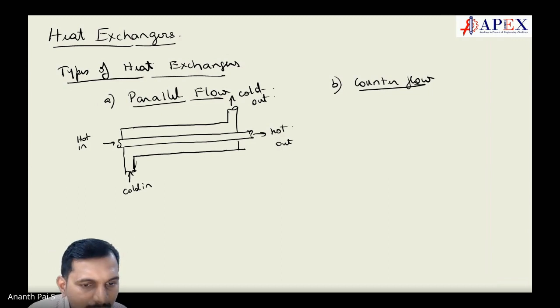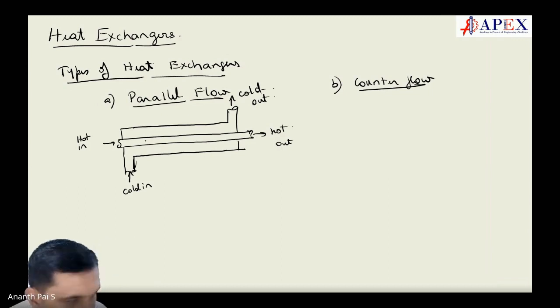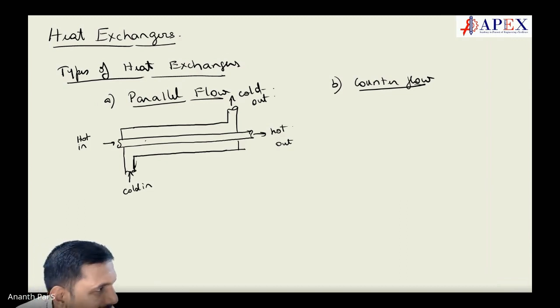So the hot fluid is coming in and it is cooling down, but it's still hot comparatively. The cold fluid is going in, it's heating, but it's still cold comparatively. So that is called a parallel flow.